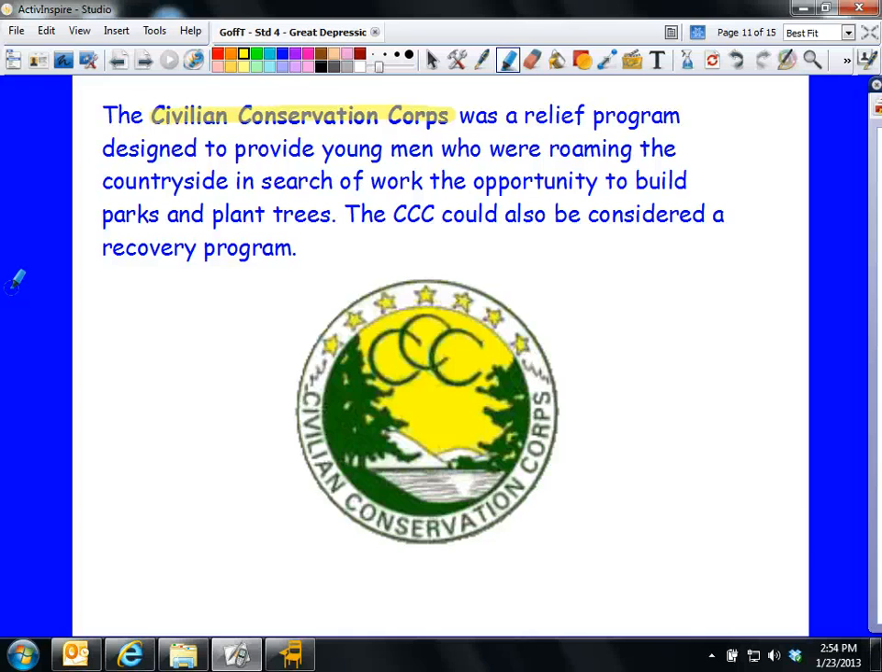The CCC could be considered a relief program as well as a recovery program, in that it provided immediate relief to the country because it did put people to work, and it was trying to fix some of the issues in the economy so people could earn money and help their families survive. This here needs to be considered something that you write into your own words. So this information is something I would write into my chart.